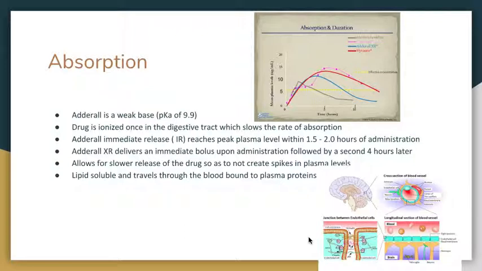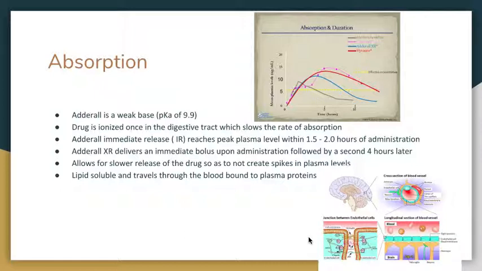Okay, so now we're going to talk about absorption of Adderall. Adderall is a weak base. It has a pK of 9.9. So basically, when the drug's ionized in the digestive tract, it slows its rate of absorption. Adderall immediate release reaches peak plasma levels within 1.5 to 2 hours of administration, whereas extended release gives an immediate bolus, so an immediate dose, and then a delayed dose following 4 hours later.